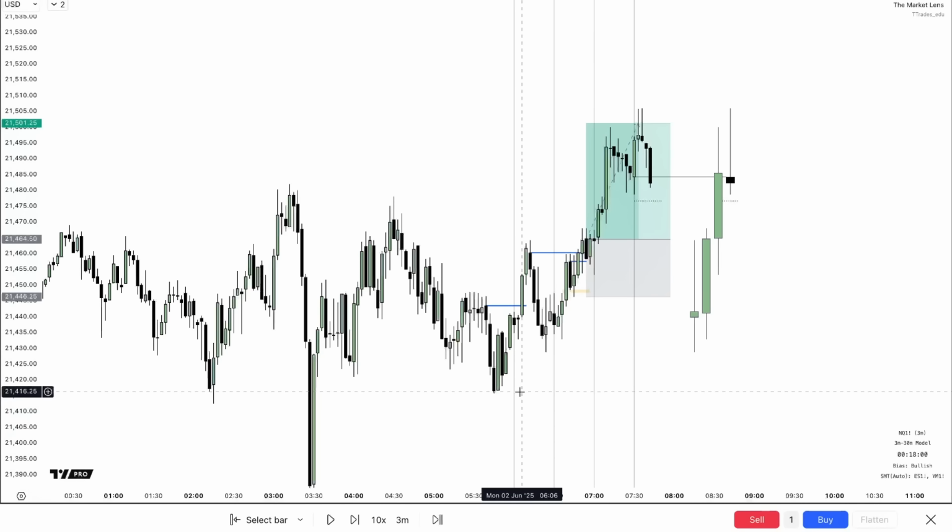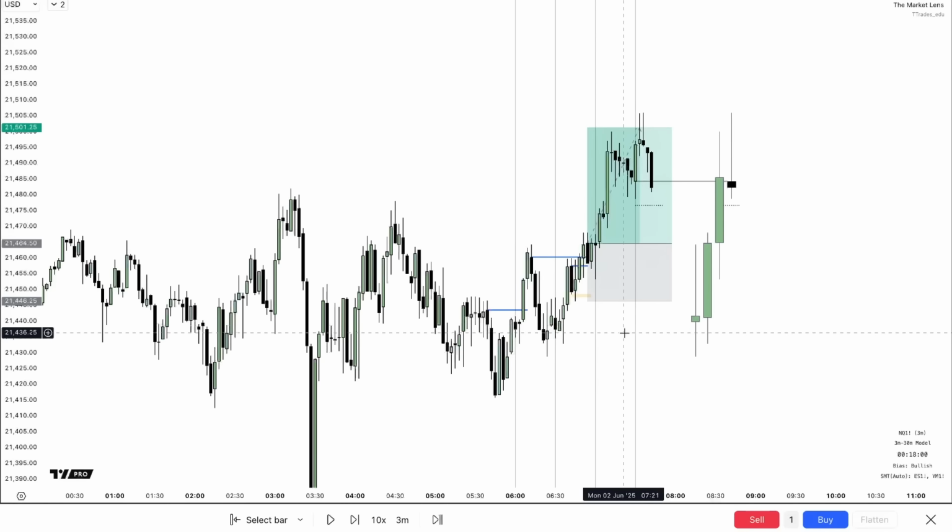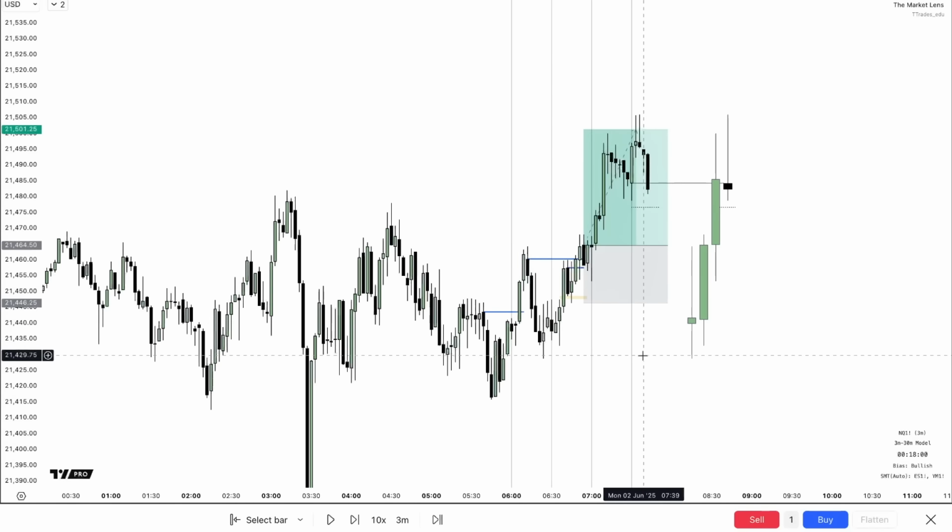So you can see I'm trading a continuation from the higher time frame, a continuation on my intermediate time frame, and also in this case, a continuation on my entry time frame. And that is the way I prefer to trade, is I'm always trading continuations. But let's get into another example.